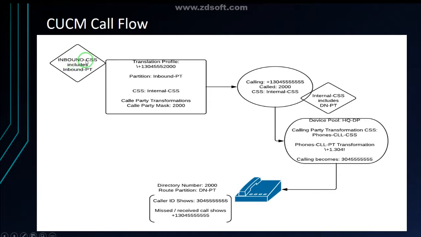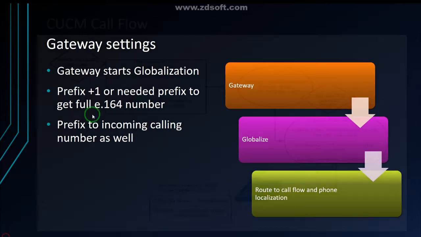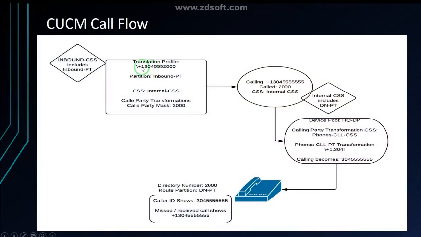It prefixes the +1. Well, we have a translation pattern in our call manager that has this called number, right? But we've done this funky pattern, and it has this +1 in the pattern, and its partition is in the inbound partition, so the gateway can hit that. Then the calling search space in the translation has internal, all right? And the call is going to flow on in, and now our number becomes +1 304 555 555.